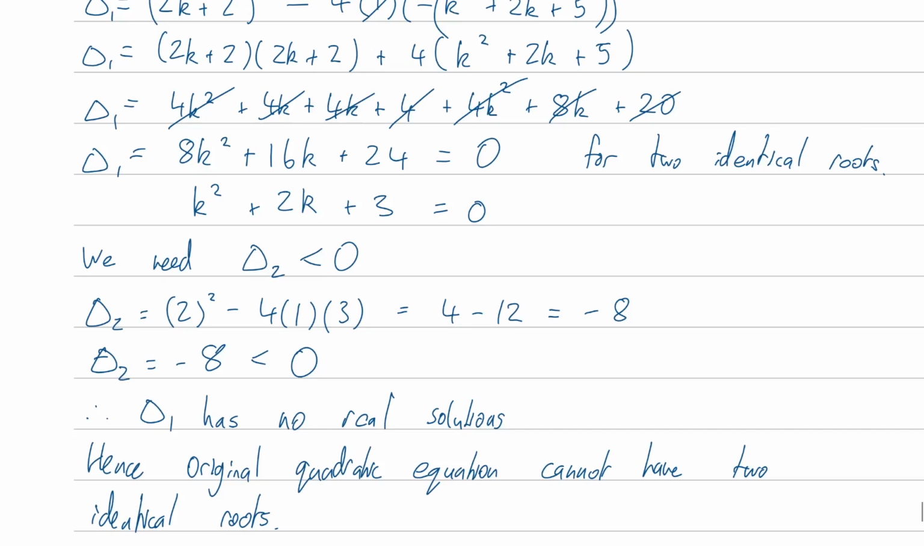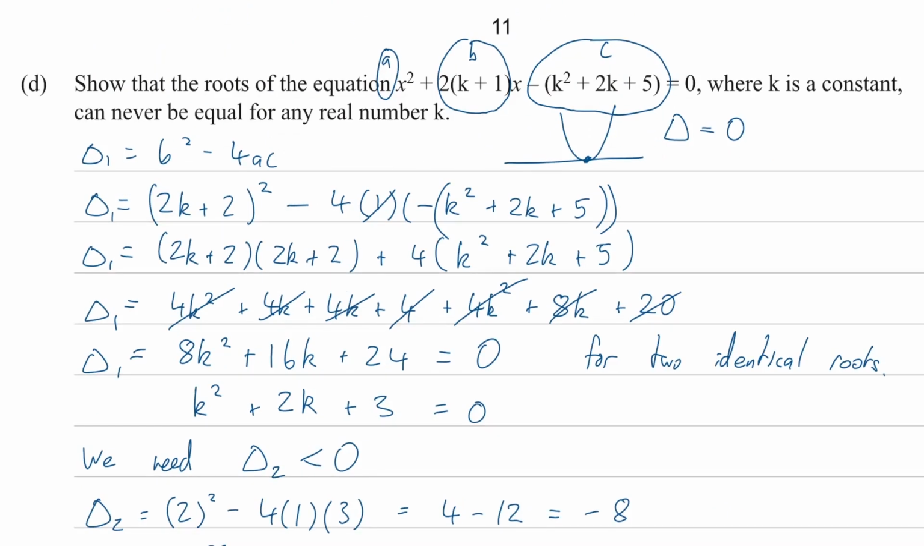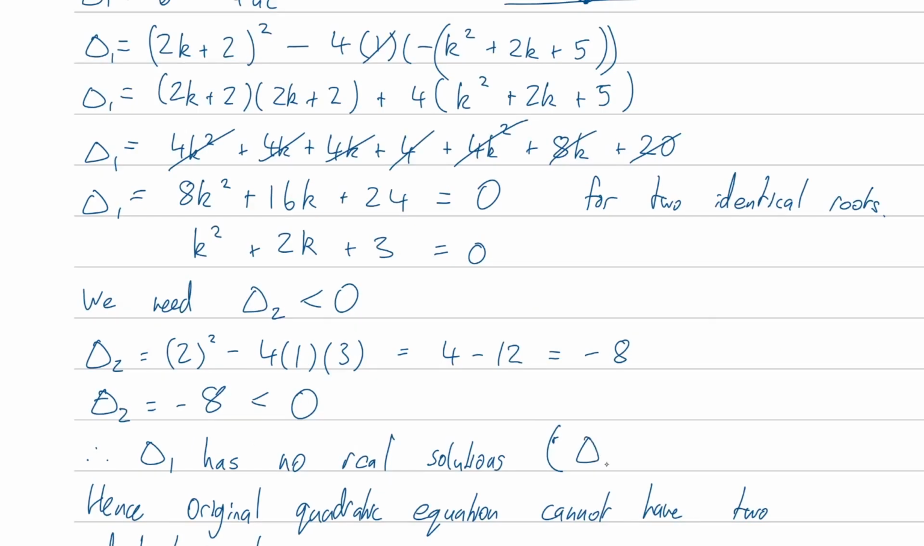Yep, I know, a bit Inception-like, discriminant within a discriminant. But to summarize this one, we have a quadratic with some unknown constant in it. We found the discriminant, and we want to show that the roots can never be the same, which means the discriminant cannot be equal to 0. Okay, and we set it equal to 0, and then showed that there's actually no solutions for that. So we showed that discriminant 1 cannot be equal to 0 for any value of k.